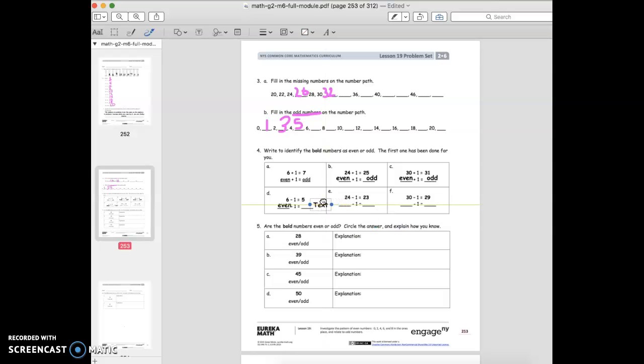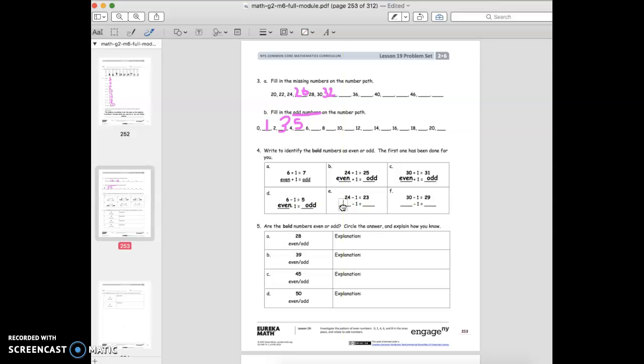Is 5 an even or odd number? It's odd. So now let's see if it continues this rule, this pattern. Even minus 1 equals odd. Even plus 1 equals odd. Even minus 1 equals odd. Let's see the next one.